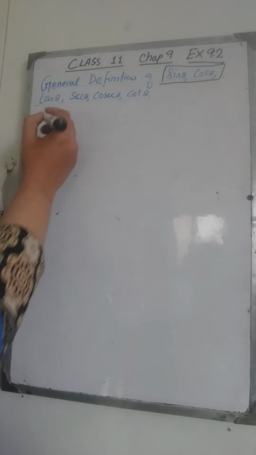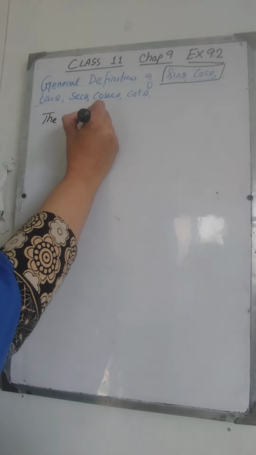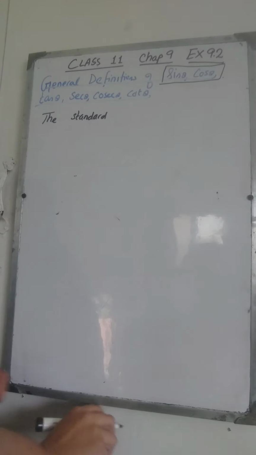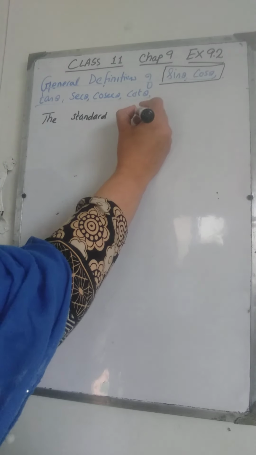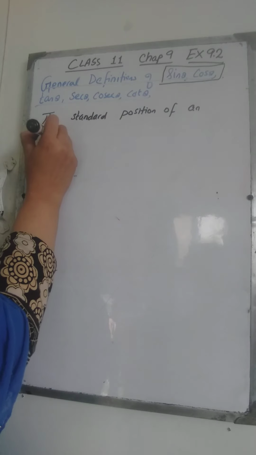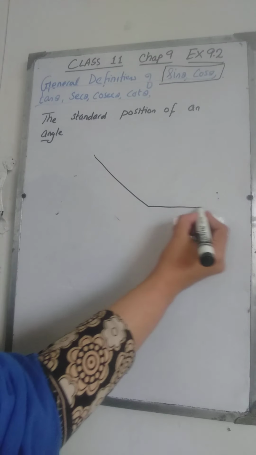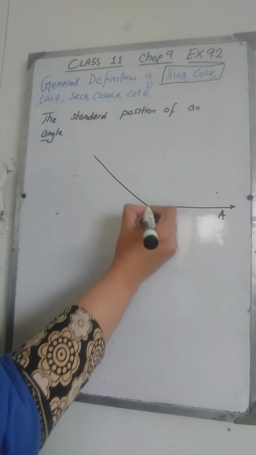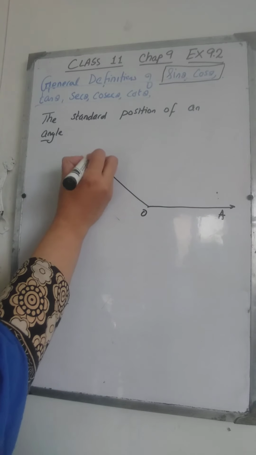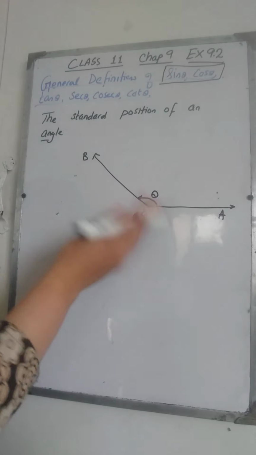So for the general definition of the trigonometric ratio, first of all we need to know the standard position of an angle. Okay, the first definition is the standard position of an angle. Suppose you have an angle, let me name it as A, O and B. This is an angle, let it be equal to theta, and suppose it is in anti-clockwise direction.